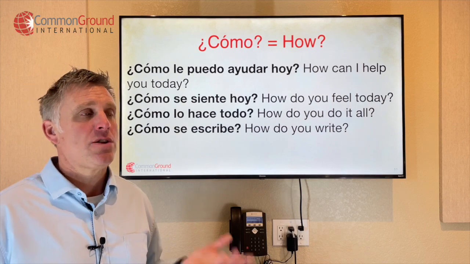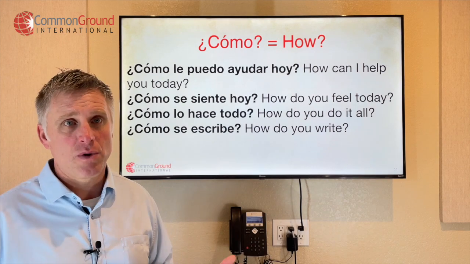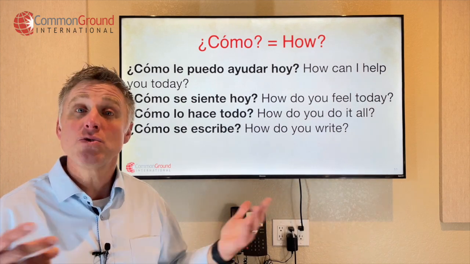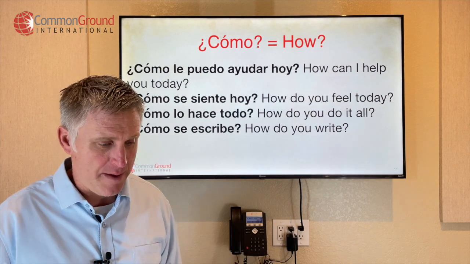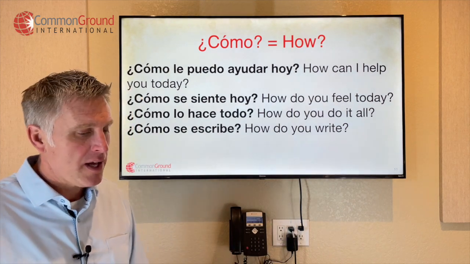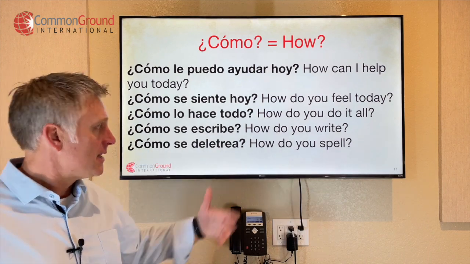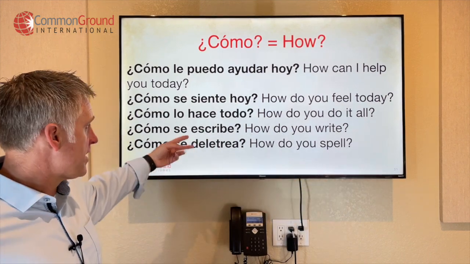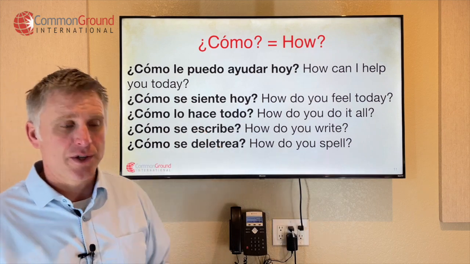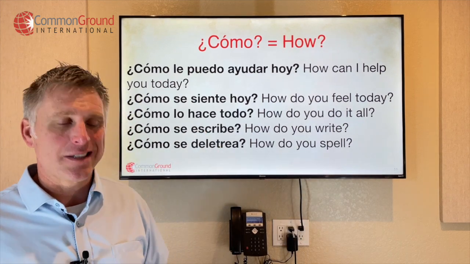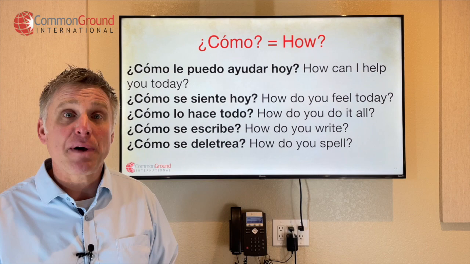Por ejemplo, you hear a name that you're not familiar with. ¿Cómo se escribe su nombre? How do you write your name? Essentially, how do you spell? And there's another one for how do you spell. ¿Cómo se deletrea? That's literally how do you spell. Both of these would be equally understood. ¿Cómo se escribe? ¿Cómo se deletrea? Okay? All right, let's practice a little bit.